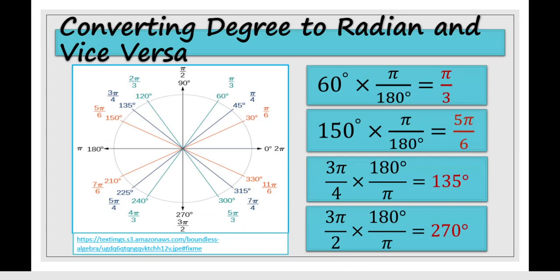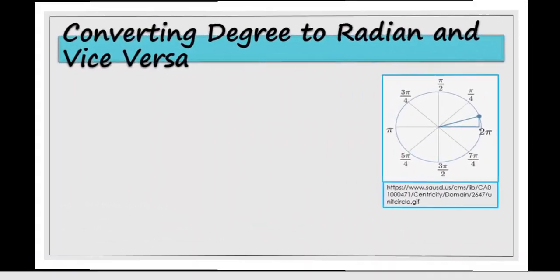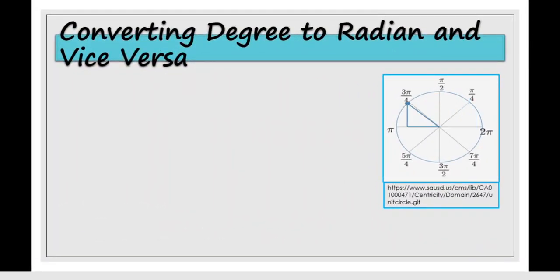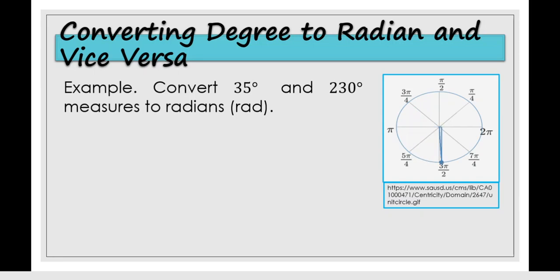Now, what if hindi naman common angle yung ating example? Syempre, ganun pa rin yung gagawin natin, or yung mga conversion units na gagamitin. So, let's have example. Convert 35 degrees and 230 degrees measures to radians.